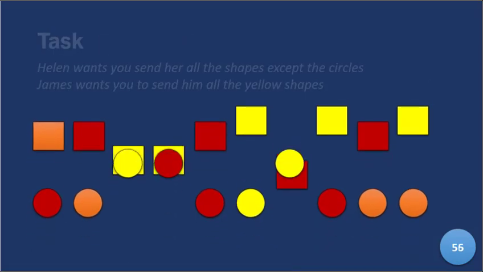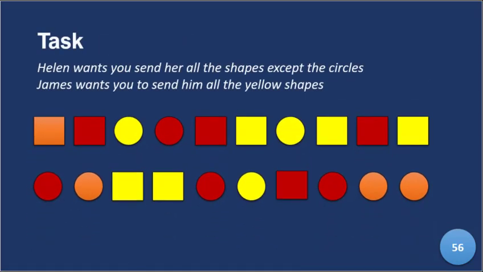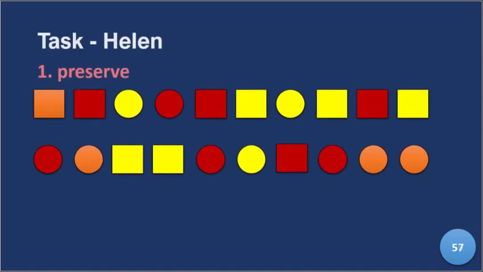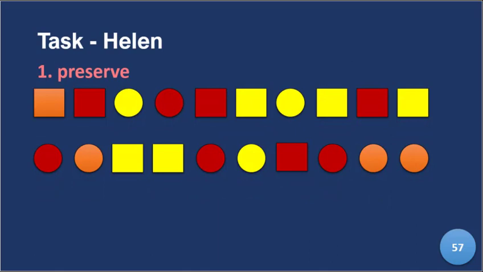So let's put all the shapes together. Let's rehash what we said at the task. Helen wants all shapes except circles. Basically, Helen wants all squares. James wants all yellow shapes. So anything that is yellow is what James wants. So what I do first to give to Helen is to preserve. Before I alter anything, I preserve. So I put this in the memory of Stata.